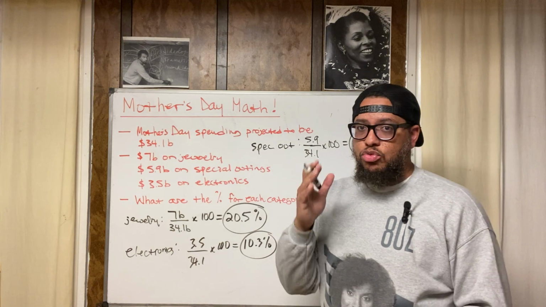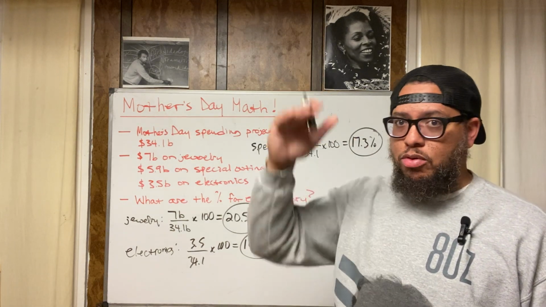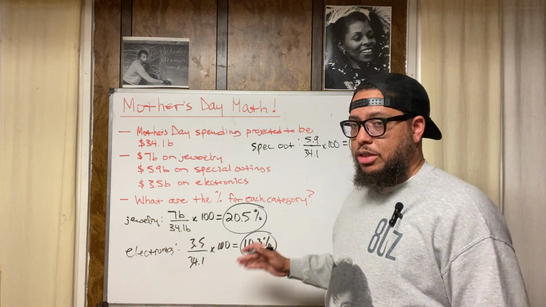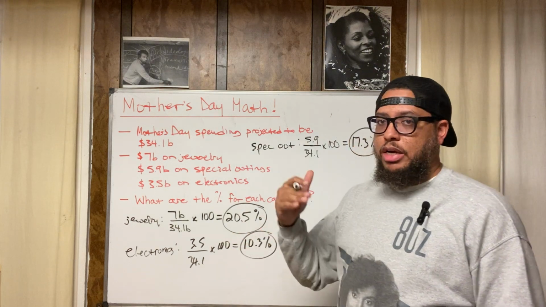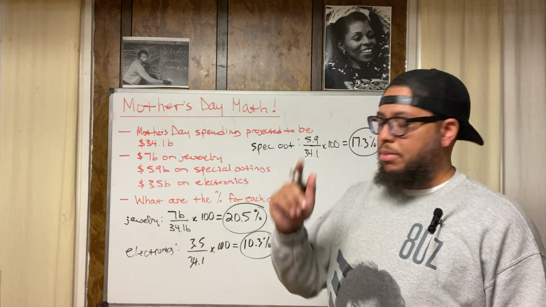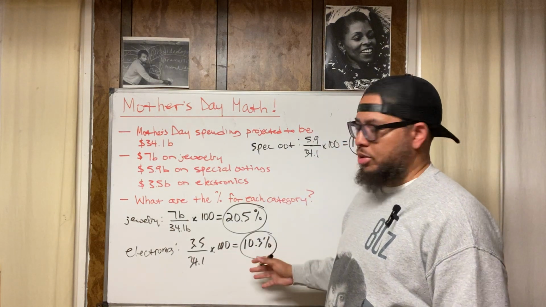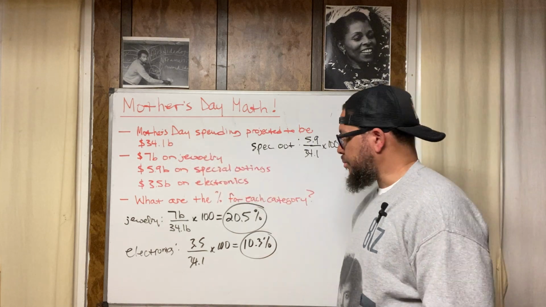Another thing you got to know how to do is round numbers. You got to know how to round numbers up or round down when it's appropriate. In this case, it was appropriate. The 6 that was to the right of the 2, 6 is greater than 5, so that means the 2 goes up and turns into a 3. Electronics, roughly 10%.